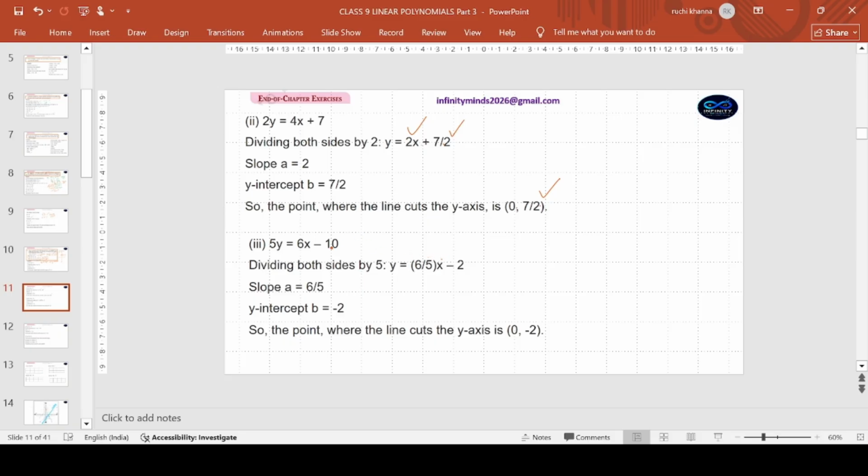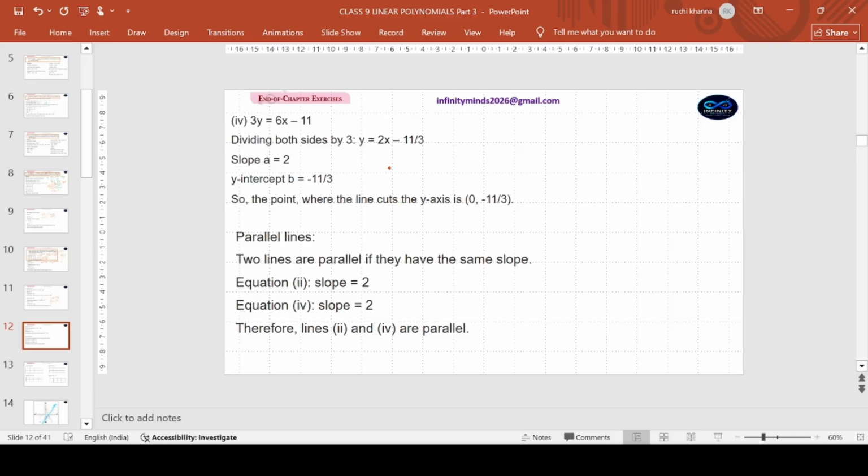Next, 6 by 5x, 10 divided by 5 will become 2, children. So this is your slope. This is your y-intercept. The minus has to be taken along. Don't forget to take the minus, because as y equals ax plus b, it's a plus. So it's 6 by 5x to be added to minus 2. That is how you present it. That is the catch. Okay. 0, minus 2 it will cut. Lastly, 2x minus 11 by 3. If x becomes 0, y is minus 11 by 3.